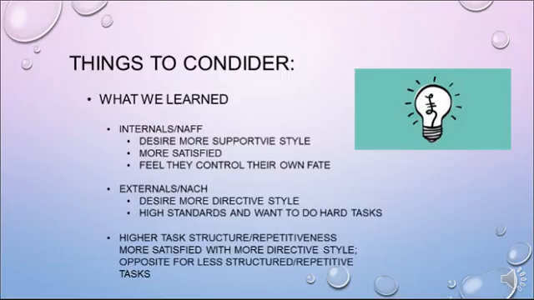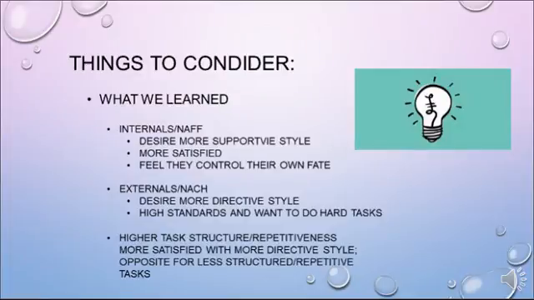Now, some things to consider. What we learned about internals and need for affiliation: they desire more supportive style. They're more satisfied with their work in general, and they feel in control of their own fate. Okay, they seem to be happier. Externals and the need for achievement desire more directive style. They have high standards and want to do hard tasks.